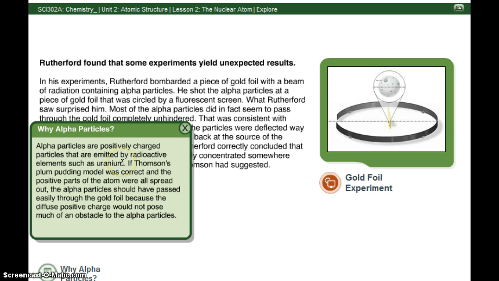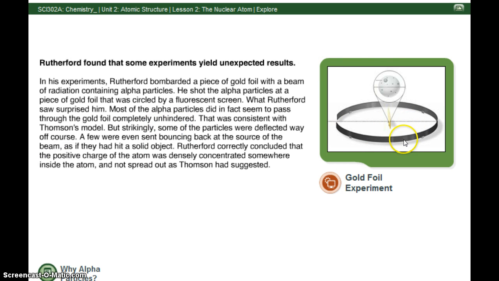And if Thomson's plum pudding model was correct and the positive parts of the atom were all spread out, the alpha particles should have passed easily through the gold foil because the diffuse positive charge would not pose much of an obstacle to the alpha particles. Instead, he had some things bouncing back and all over because when the positives hit the really dense positive nucleus, two positives, are they going to repel each other or attract? They're going to repel each other.